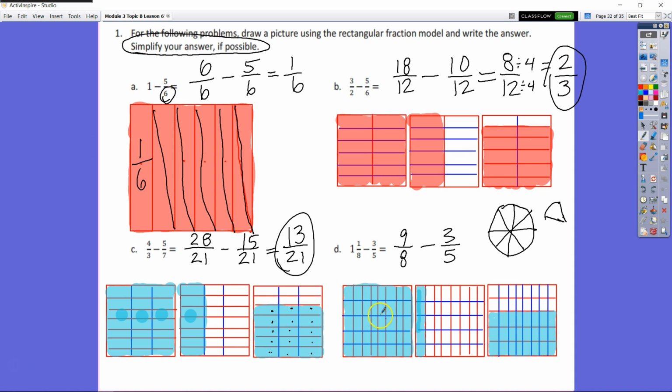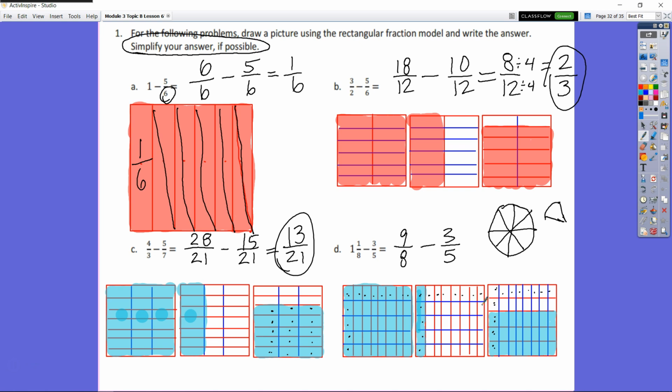Each one of these 3 squares should be 40 smaller units. 1, 2, 3, 4, 5, 6, 7, 8 times 1, 2, 3, 4, 5. 8 times 5 is 40. So we have 40 in each square.